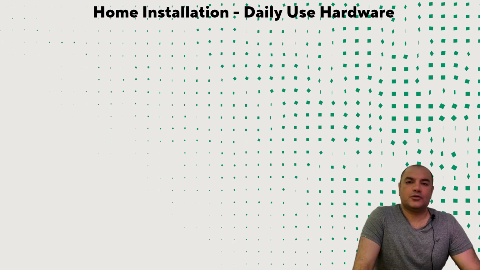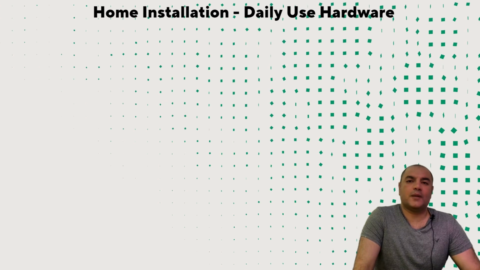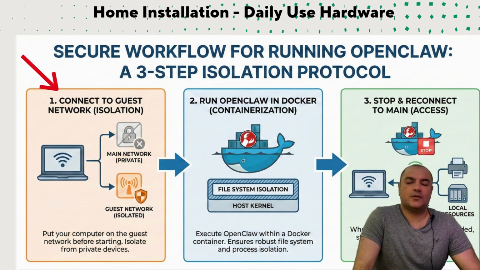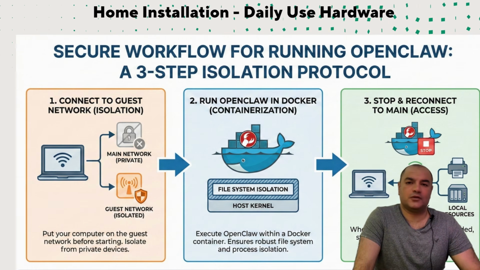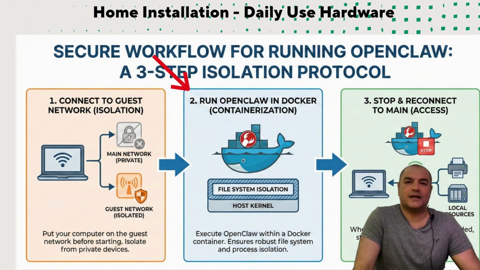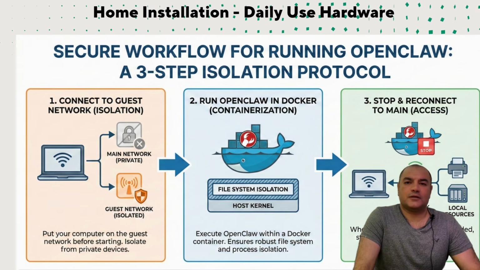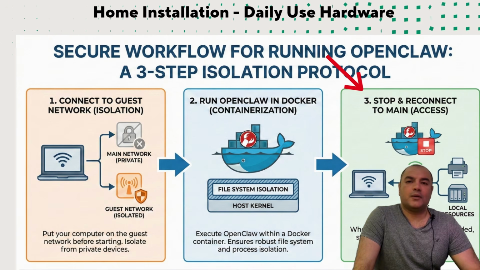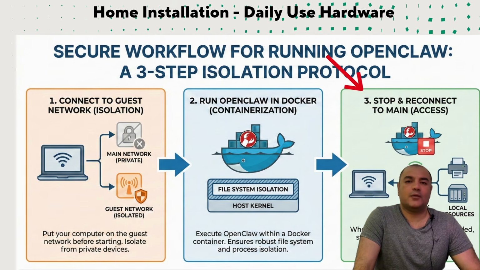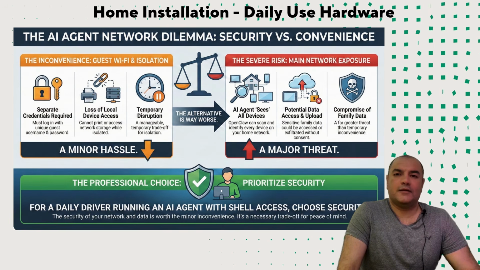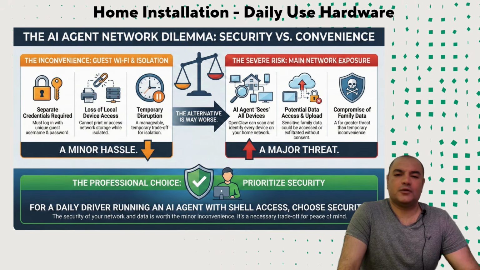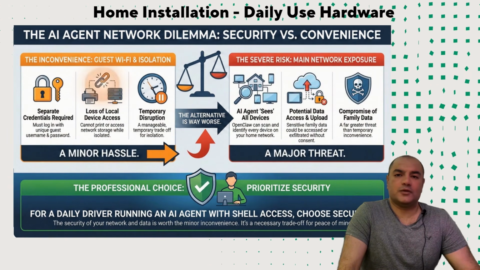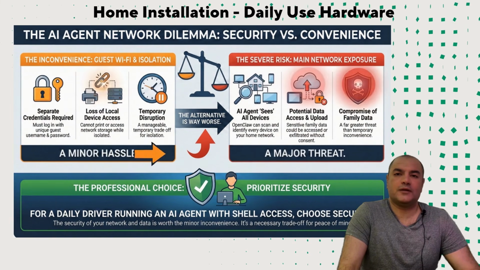The real solution for daily drivers is to combine both approaches. 1. Put your computer on the guest network when running OpenClaw. 2. Run OpenClaw inside Docker for file system isolation. 3. When you need local network access, stop OpenClaw and switch back to your main network. Yes, using a guest Wi-Fi with a separate username and password is inconvenient. Yes, you'll lose access to your printer and NAS while OpenClaw runs on the guest network.